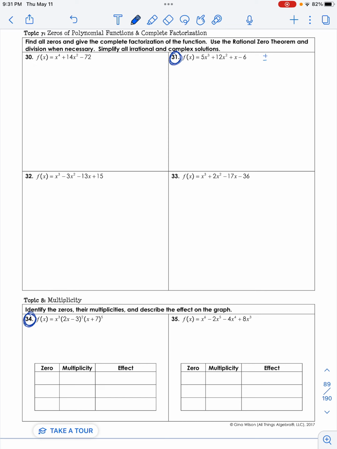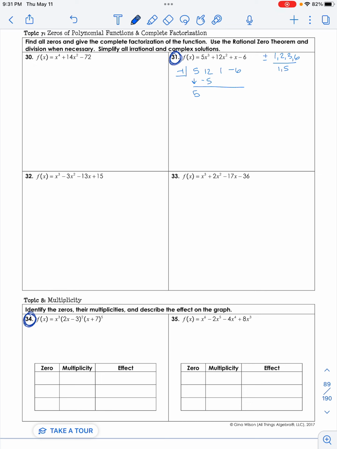That would be the factors of 6, which would be 1, 2, 3, and 6 over the factors of 5, and start to do synthetic division there. I'm going to guess a -1 here. So when I try -1, I bring down the 5, the 12, the 1, and the -6. Let's see how this works.